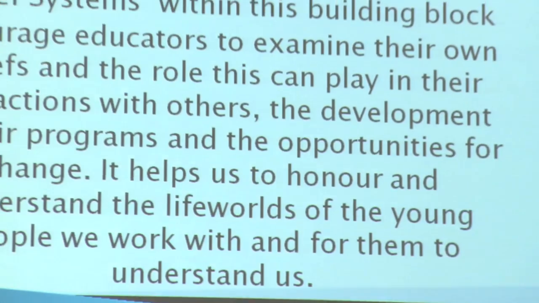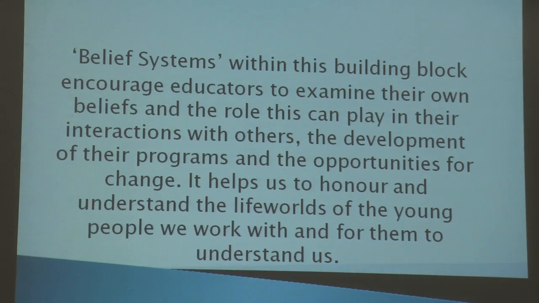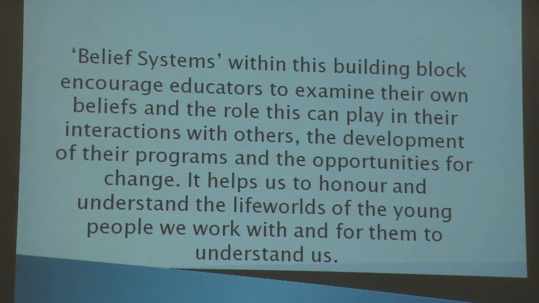So as teachers and facilitators responsible for the planning and implementation of curriculum, isn't it important to contextualise learning beliefs? I'm just going to say a few things for thinking. Belief systems, and this is part of this building block, encourage educators to examine their own beliefs and the roles they play with interactions with others, the development of their programs and the opportunities to change. This is how it all fits together.